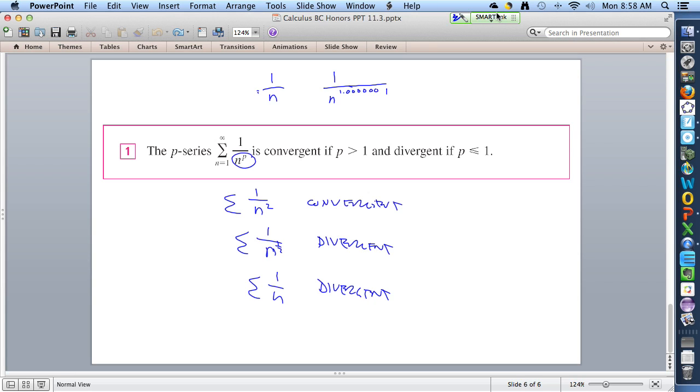Yeah, it's like the tipping point. That's where it decides you're getting small too slow. So, infinite area. All right.